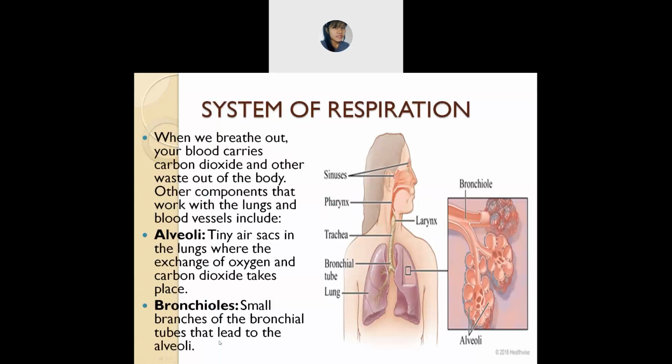So this is the bronchioles. This is the alveoli. तो ये जो bronchioles और alveoli है, ये continuation है bronchial tube का, ठीक है?